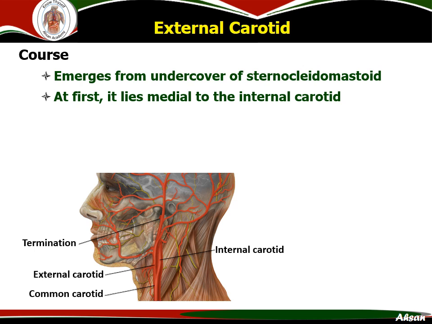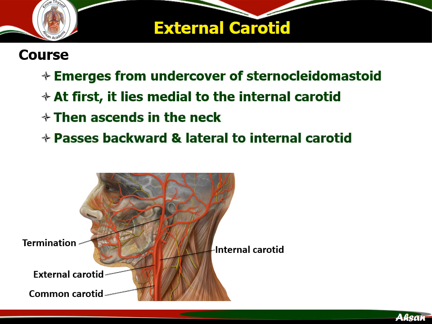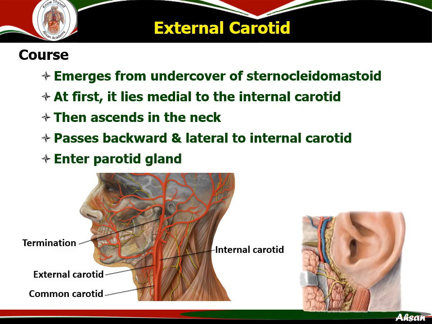At first, it lies medial to the internal carotid artery. You can see the relation anteriorly, and then it ascends up in the neck and becomes lateral to the internal carotid artery and moves back. It enters into the parotid gland. Already we know the parotid gland from another presentation. External carotid artery is one of the contents of the parotid gland up to the termination of the artery.